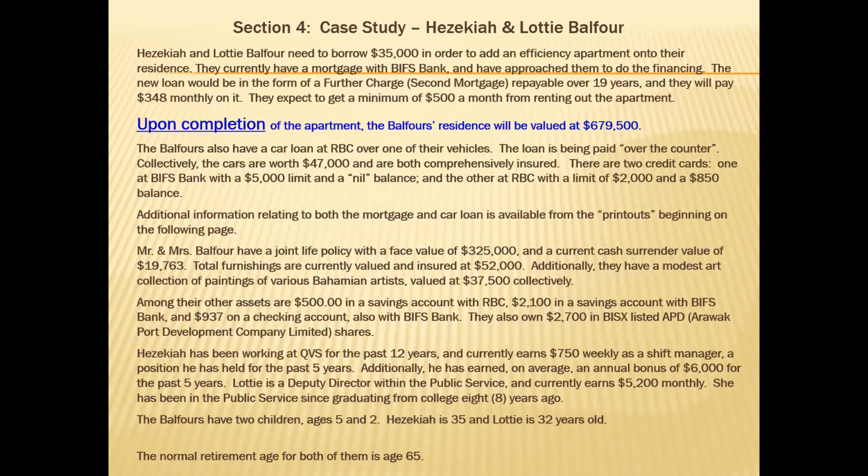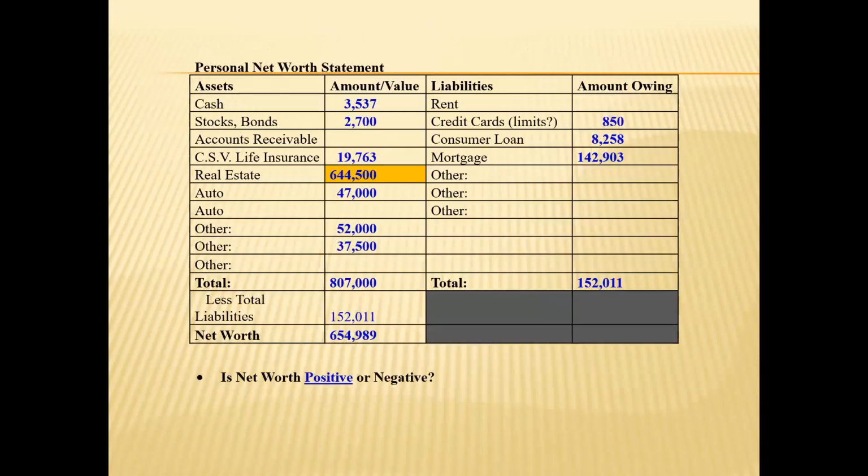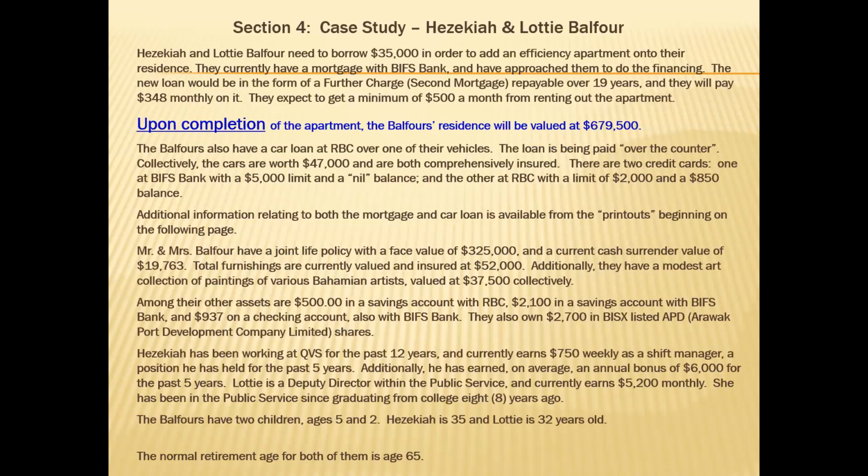I think someone had put in there 679,500. We're looking at the current value of the premises, not the completed value, because the property has not had the apartment added on yet. So the current value is 644,500, not the completed value, okay?